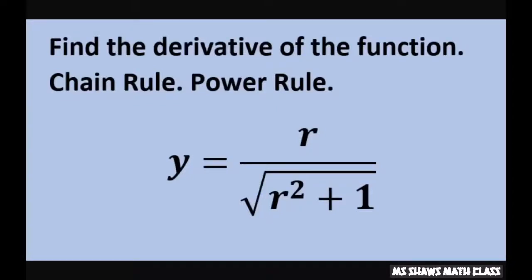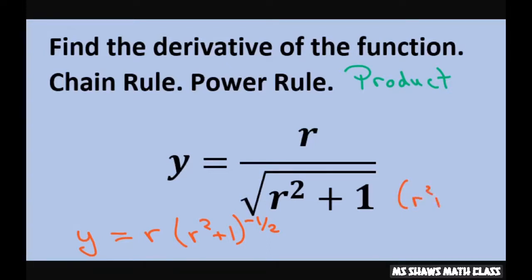Everyone, we're going to find the derivative of the function using the chain rule. And what I'm going to do with this one is also use the product rule. And what I mean by that is I'm going to take this equation and rewrite it as r times (r squared plus 1) to the negative 1/2. Because this right here can be written as (r squared plus 1) to the 1/2 power.